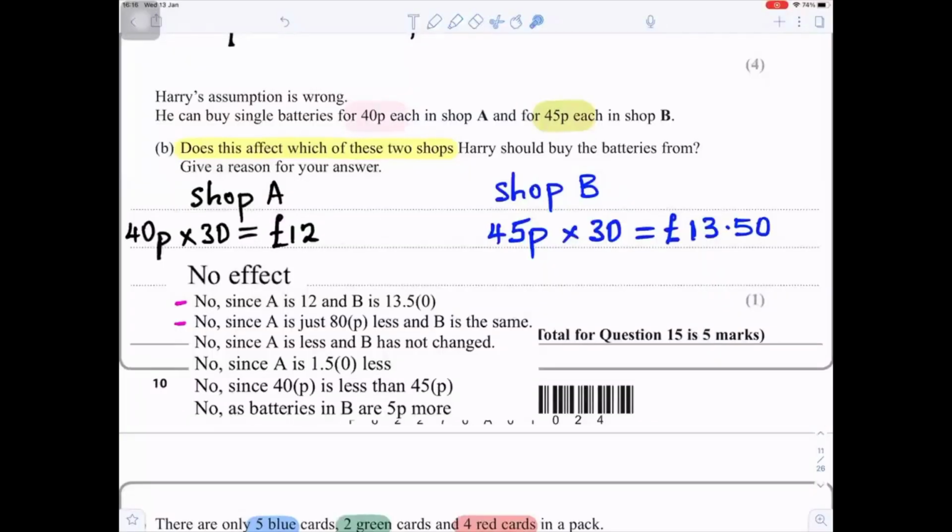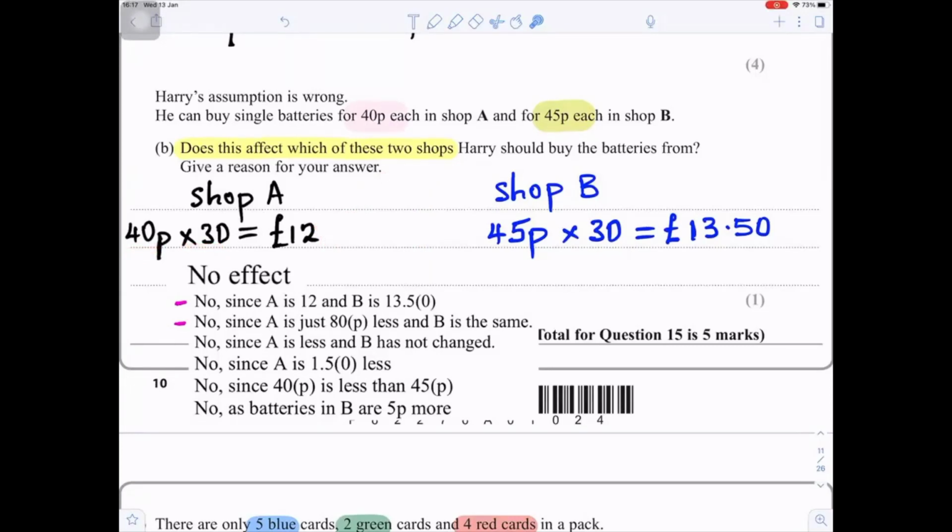Harry's assumption is wrong. He can buy single batteries for 40 pence each in shop A and for 45 pence each in shop B. Does this affect which of these two shops Harry should buy the batteries from? Give a reason for your answer. Okay, let's go into shop A. Shop A is on the left side, shop B on the right side. In shop A, 40 pence times 30 batteries will give you £12.